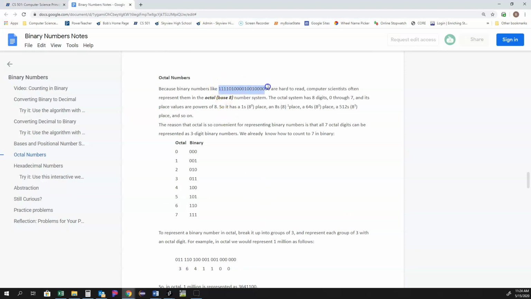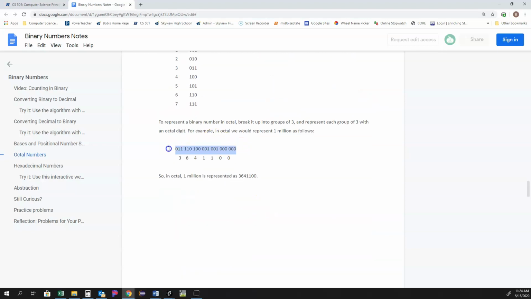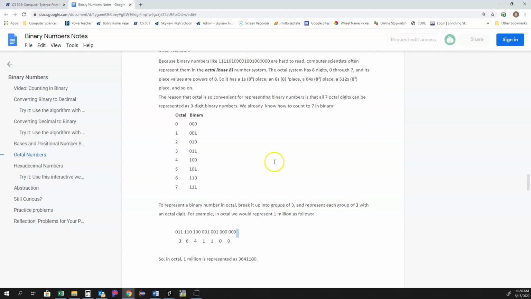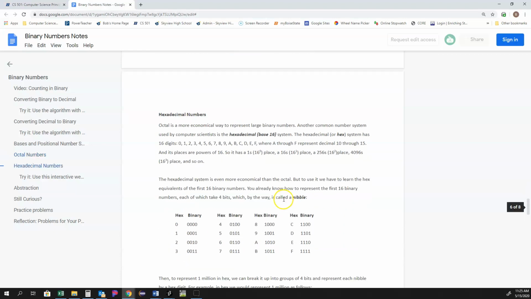So for instance, here is the number 1 million. If I were to break those into chunks of 3, it would look like this. This is that same value there. So I take my binary number, break it into chunks of 3, and then assign an octal value for them. So 000 is 0. Same thing here, 001, we find that the octal value is 1. Same here, 100, I look down here, 100, that's 4. 110 is 6, and 011 is 3. So an octal 1 million is represented as 3,641,100.